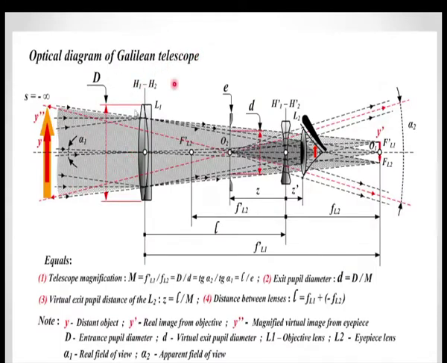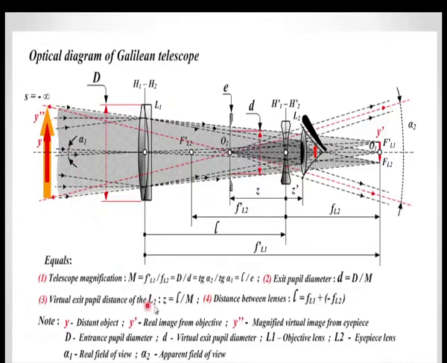diagram of the Galilean telescope. So in this optical diagram, this red color image is the distant object. Y is the distant object. Then y dash, this y dash is the real image from the objective. This is that objective. This objective forms a real image at this point. Then this y double dash, orange or yellow color one, is the magnified virtual image from the eyepiece. This is the final image produced by a Galilean telescope, the final magnified image.